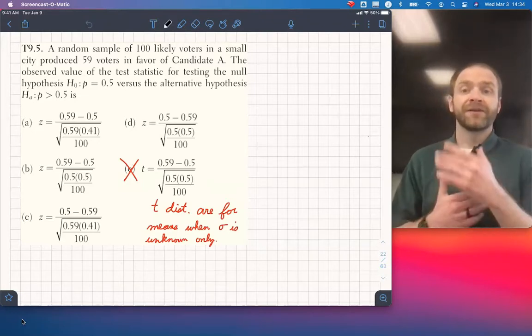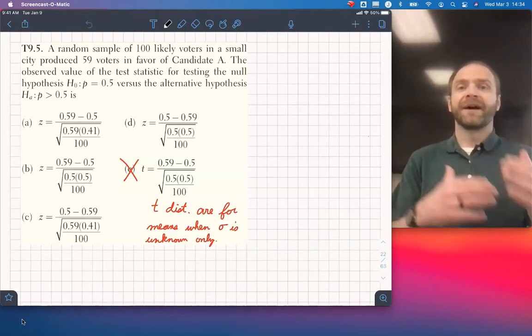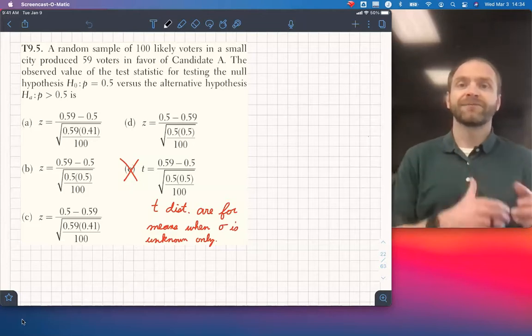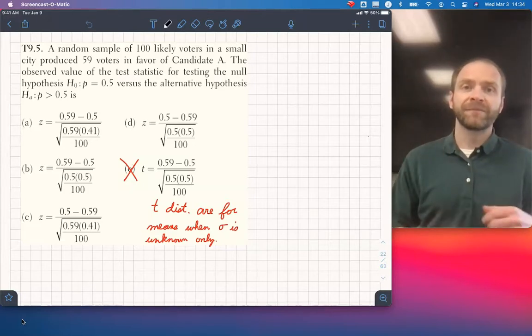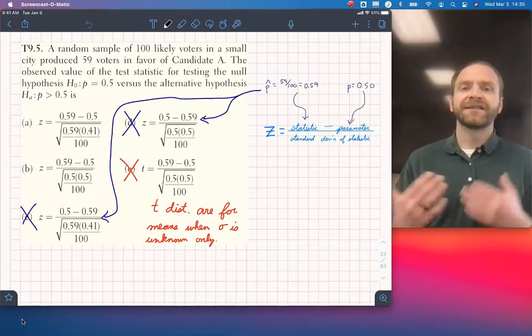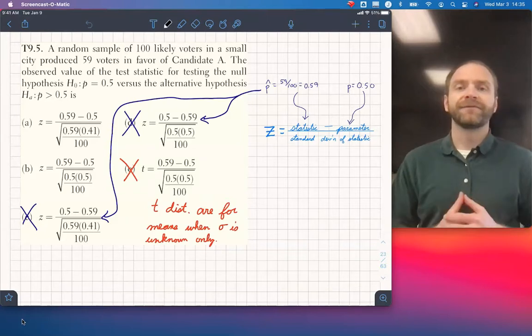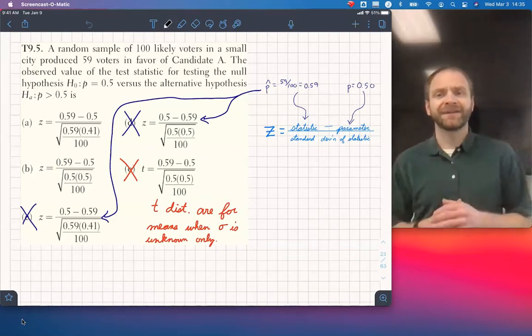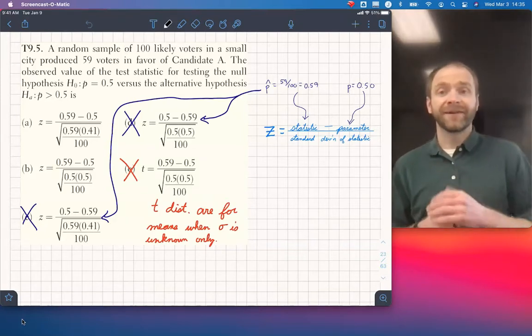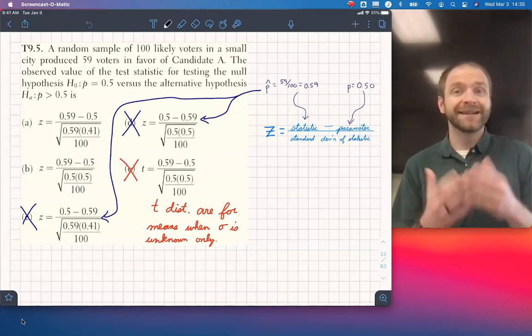And then I'm going to look at the other choices. What's different between them? Well, one thing I noticed in the numerator is it's either 0.59 minus 0.5 or 0.5 minus 0.59. That order changes. So if I think about the formula, we know that for z it's statistic minus parameter. So it should be 0.59 minus 0.50. That allows me to eliminate two more choices. So now the answer is either A or B. Well, what's the difference between those? That's in the denominator.